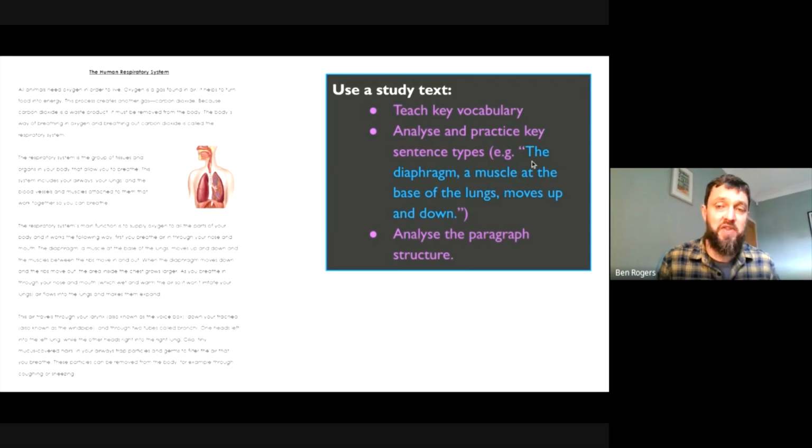So they could have said, the diaphragm is a muscle at the base of the lungs, full stop. It moves up and down. But this is a better piece of writing. The diaphragm, a muscle at the base of the lungs, moves up and down. You'd look at the sentence, the paragraph structure as well, to work out what goes where.